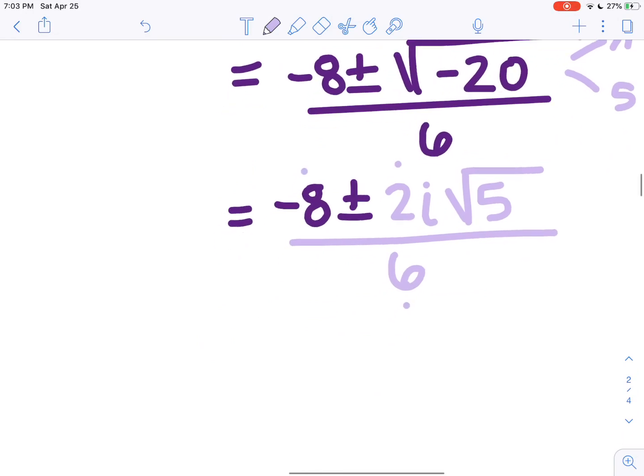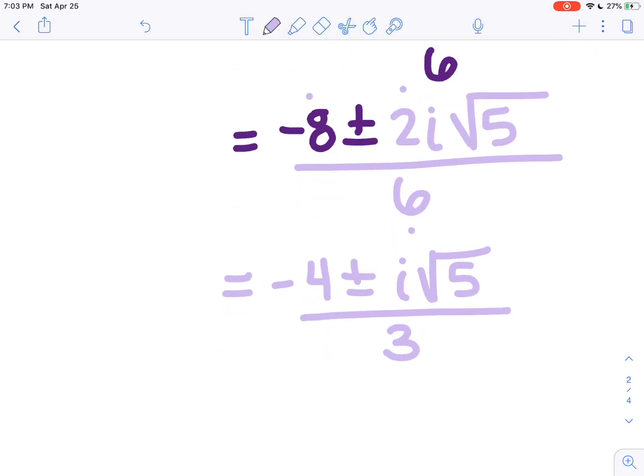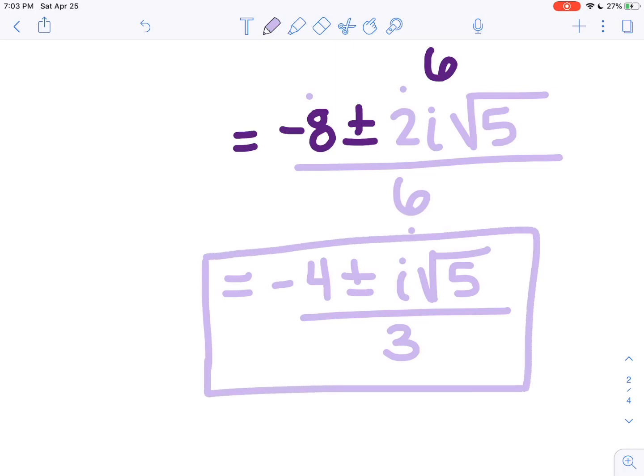Okay, I'm looking at all three of these numbers now. Is there something that goes into all three of them? And there is. It's 2. So I'm going to divide all three by 2. So negative 4 plus or minus i square root of 5 over 3. Okay, since I cannot combine the numerators, those are not like terms, you could just leave your answer as is. And the plus minus represents your two different answers. So plus the i root 5 and minus the i root 5.